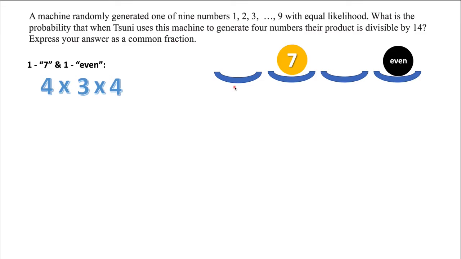And those spots have to be occupied by numbers other than even and 7, which means that there's going to be an odd number that is not 7. And we have 4 of those: 1, 3, 5, and 9. So there are 4 ways to fill the first slot, and there are 4 ways to fill the second slot. So in this case, the total number of cases when we have just 1 seven and 1 even number is 3 times 4 to the 4th power.